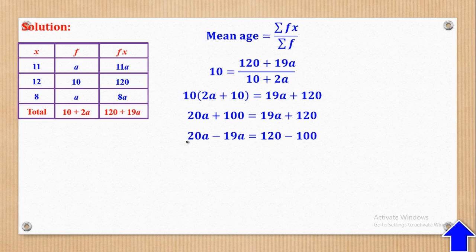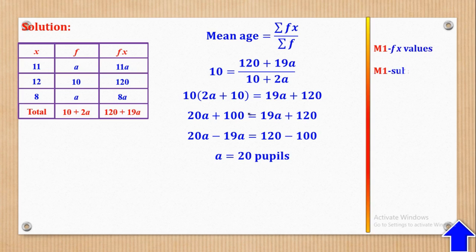Now when I send 120a minus 19a, I'll come up with a, and 120 minus 100, I'll come up with 20. Therefore the value of a is 20 pupils, and basically that's what they wanted. And now let's see how much can be awarded.